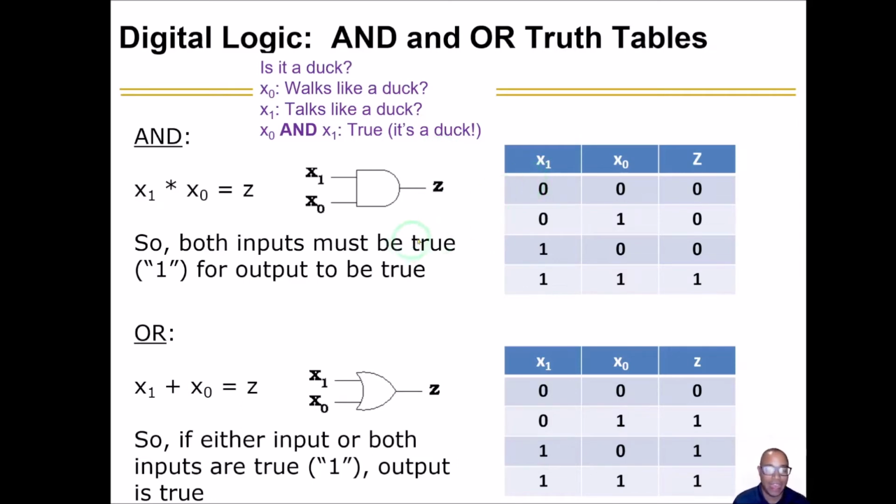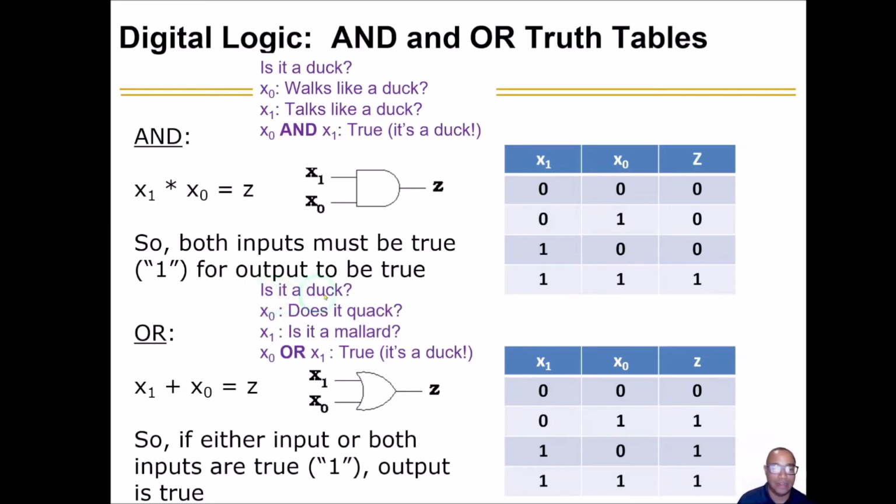Let's look at the next operator, the OR operator. The OR operator also takes in inputs, but the difference between the AND and the OR operator is that with OR, at least one of the inputs has to be true in order to have the output be true. Using this duck analogy, let's look at an example. Again, we're asking the question, is it a duck? But this time we're asking, is x0 true or is x1 true?